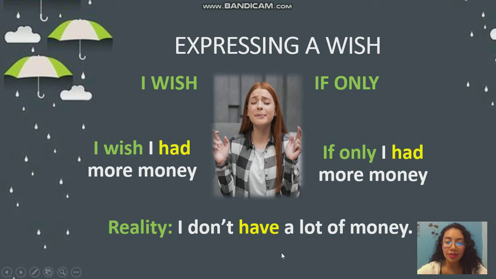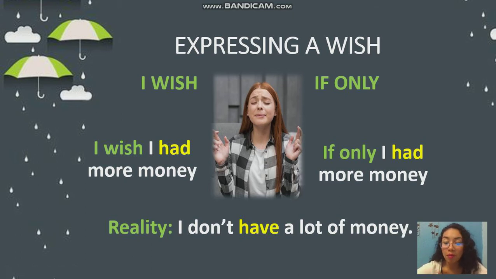The reality, as you can see here below, is that I don't have a lot of money. But if I want to express my wish, I am going to say, oh, I wish I had more money. Or if you want to use the other one, we can also say, if only I had more money. So as you can see, they are both used with the same structure. You only need to change the beginning of the expression. But how do I express it? Well, my reality, I express it in present. I don't have a lot of money, in this moment.